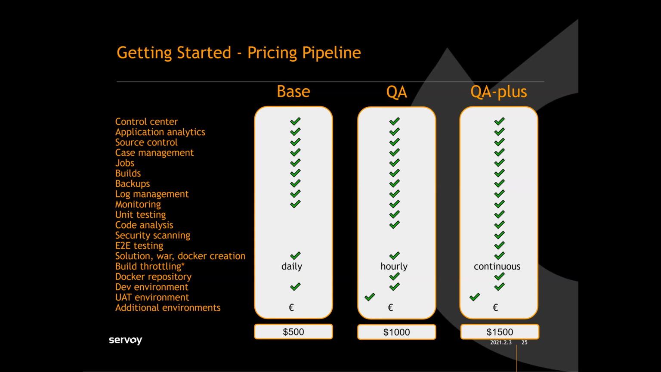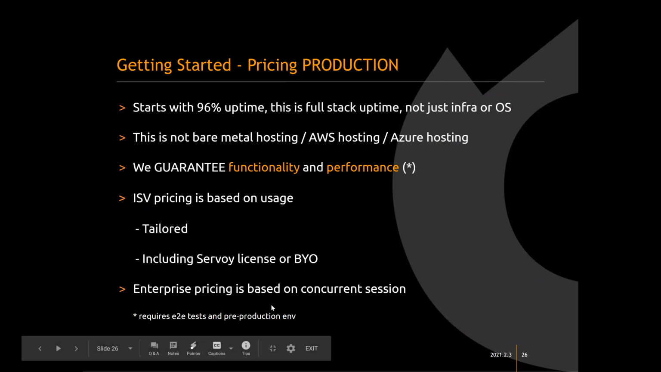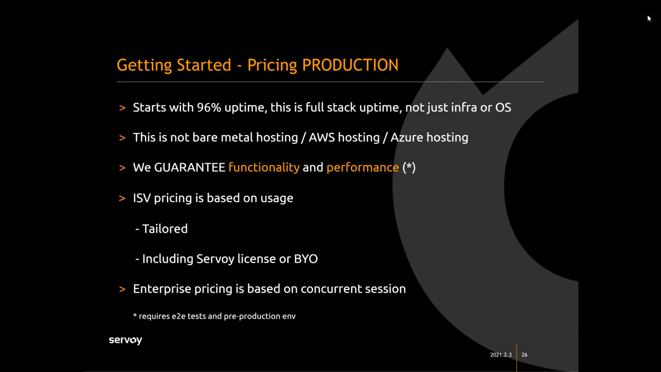Even more interesting, I think, is when you go into production. So that's on the next slide, Sean. We'll probably put these prices up shortly on our website too, guys. If you look at production, there's a couple of things which I think need to be noted. We always start in production with the lowest of what we call our uptime guarantees, which is 96%. Now this seems low, but this is a full stack uptime.